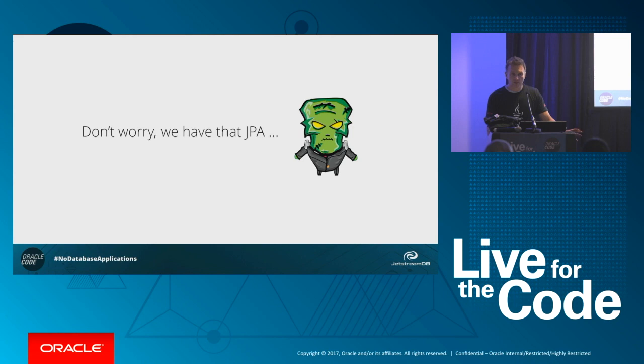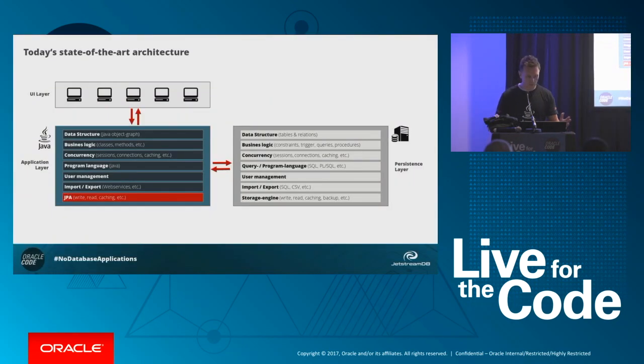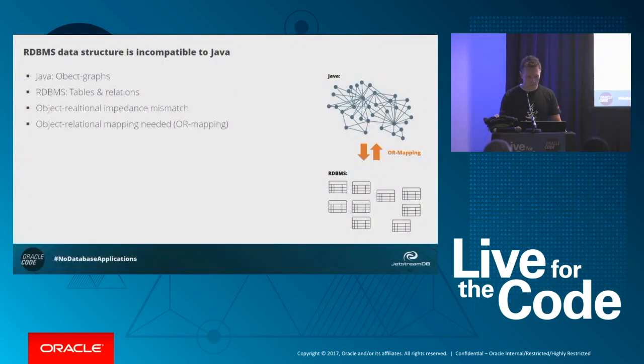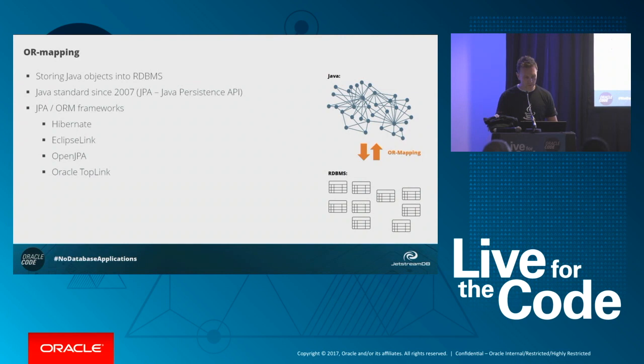But JPA has to solve this problem, and so this is a state-of-the-art architecture. We have the JPA stuff and a database server. In Java we use object graphs. In relational databases we use tables and relations, and so we need a mapping between both data structures. And this is called object relational mapping.